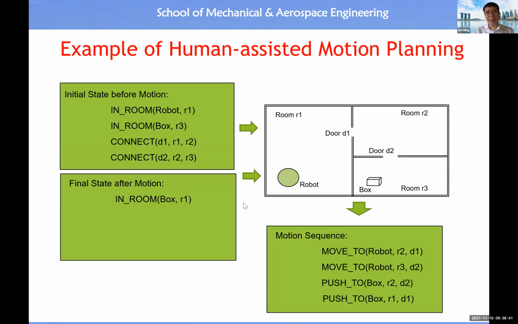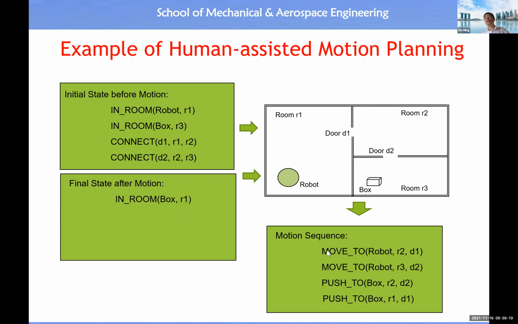And here's an example of human-assisted motion planning for a mobile robot. The initial state is like this. The robot is in room R1, robot is here. The box is in room R3, box is here. And there is a door between room 1 and room 2, a door D1. And between room 2 and room 3, there's a door D2. Now we want the box to be inside room 1. This is the final state.